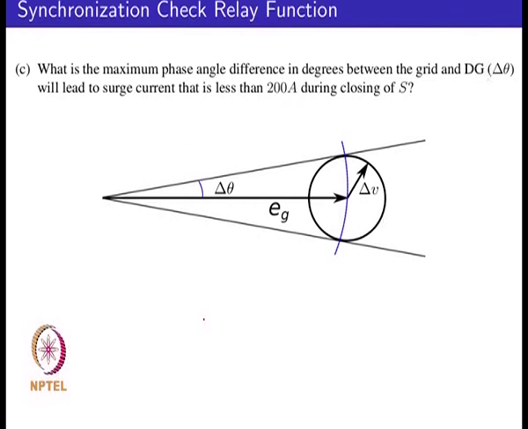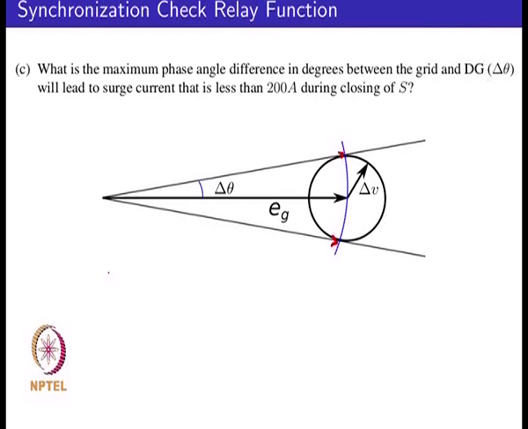In the next problem, you are asked what is the maximum phase angle difference between your grid and DG voltage such that this condition is satisfied. So, you can see that the maximum voltage error could occur when the voltage is just touching the circumference of the circle. This particular tangent is touching the circumference of the circle at this point. So, you could make use of that to calculate the maximum angle error.